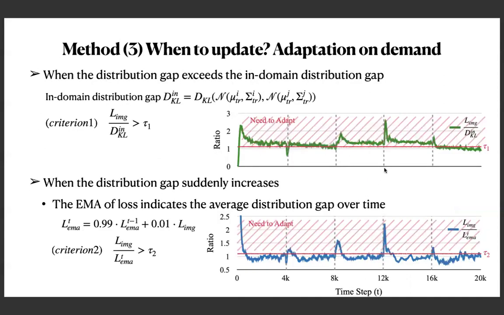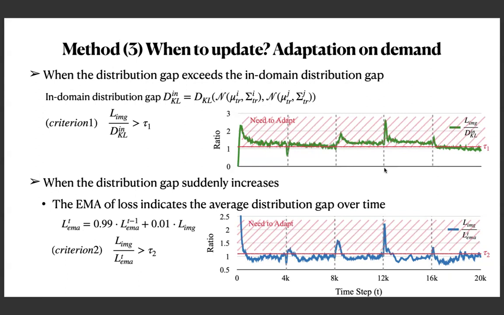The final part is when to update. We suggest two criteria to determine when adaptation is necessary and when it can be skipped. Since adaptation requires backward steps, skipping adaptation can increase throughput speed.